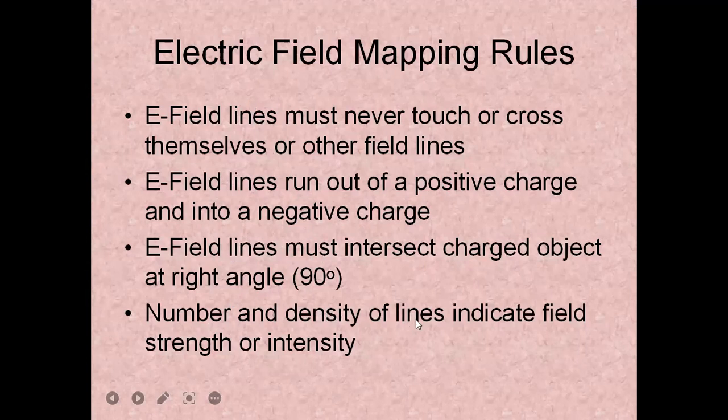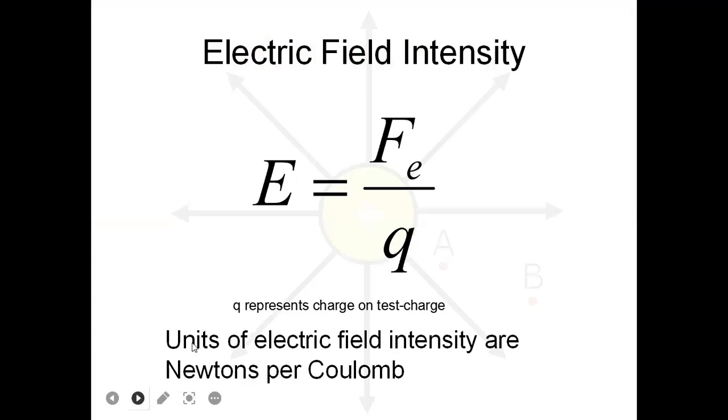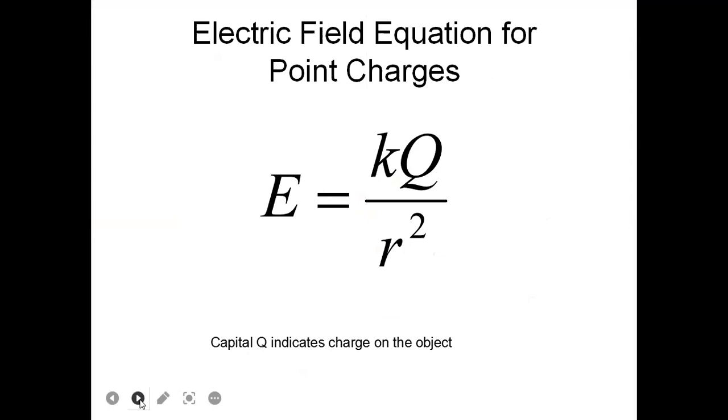The number and density of lines indicate the field strength or intensity. So we are discussing the electric field, and this electric field depends on the number and density of lines. The electric field intensity will be capital E equals capital F, force per unit charge. Q represents the charge or test charge. Remember it. The units of electric field intensity are newtons per coulomb. An electric field equation for a point charge will be like this, using Coulomb's law.